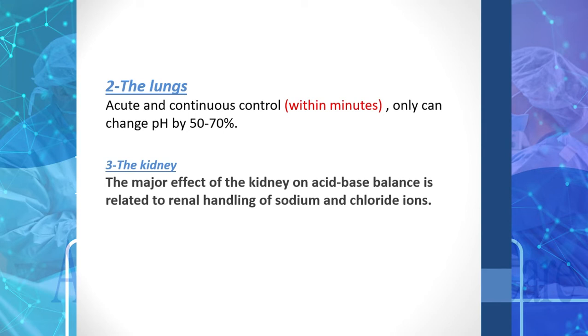The third mechanism is the kidney, and here the kidney works by correcting or interfering in this hydrogen ion concentration by maintaining the electroneutrality through secreting or absorbing sodium and chloride ions in exchange for HCO3 or hydrogen ion. The GIT and liver also have a role in hydrogen ion concentration regulation.